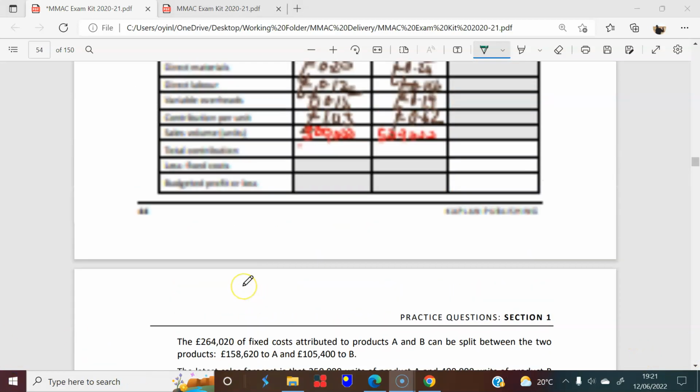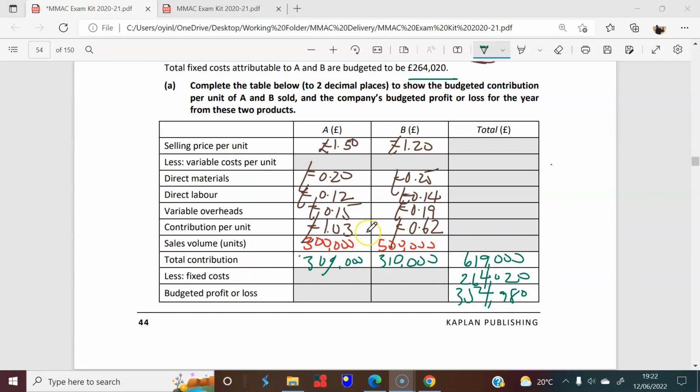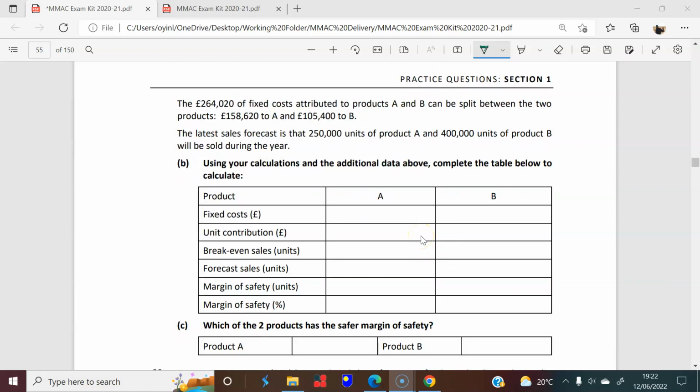So what we're now doing is extending these arguments a little. So we have £1.03 and 62p. I'll just write those in here very quickly. So we're told that here you have fixed costs of 158,620, and here you have fixed costs of £105,400.